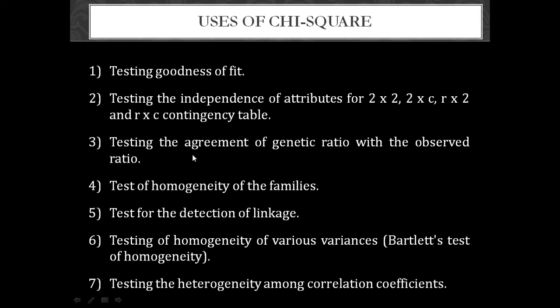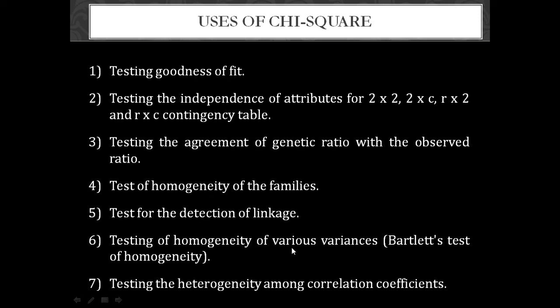Then testing the agreement of genetic ratio with the observed ratio. This is the most widely used application of chi-square in plant breeding and genetics. Then test of homogeneity of the families, and test for detection of linkage. All these three are mainly used in plant breeding and genetics.